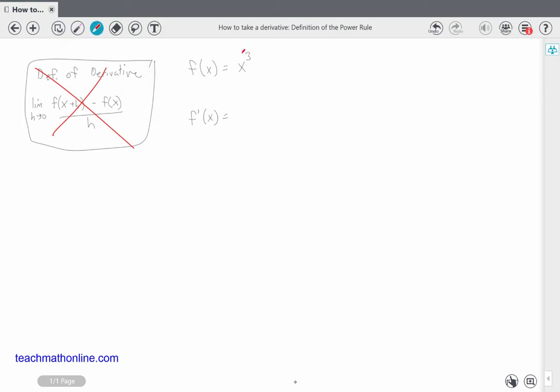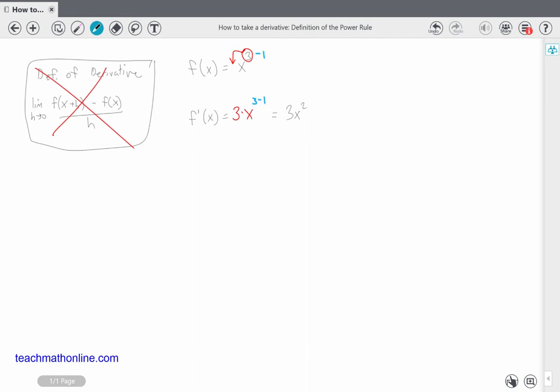want to take the power and we want to put it in front of the x, so now we have 3 times x, and the power we're going to want to subtract off 1. So our new power is going to be 3 minus 1. So all in all, we know that our f prime of x is now going to equal 3x squared. And this is going to be the derivative of x to the third.